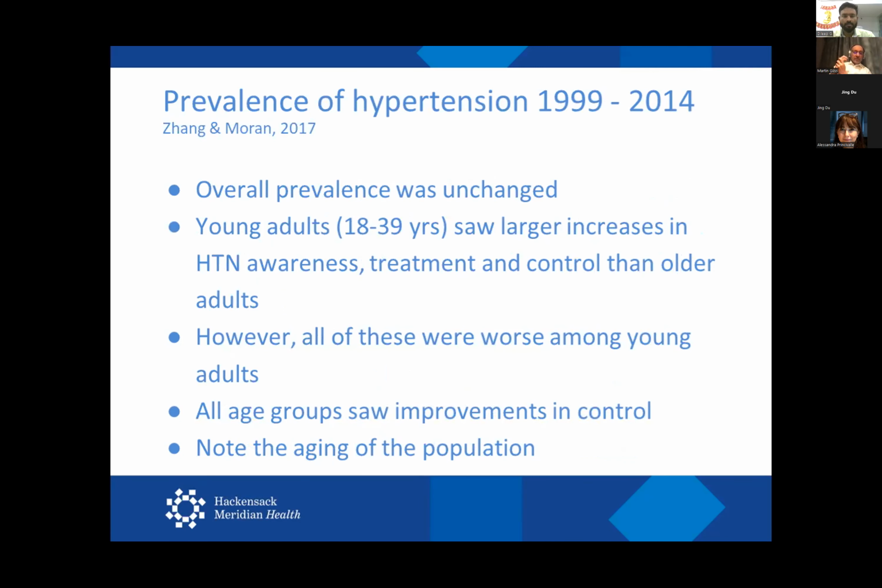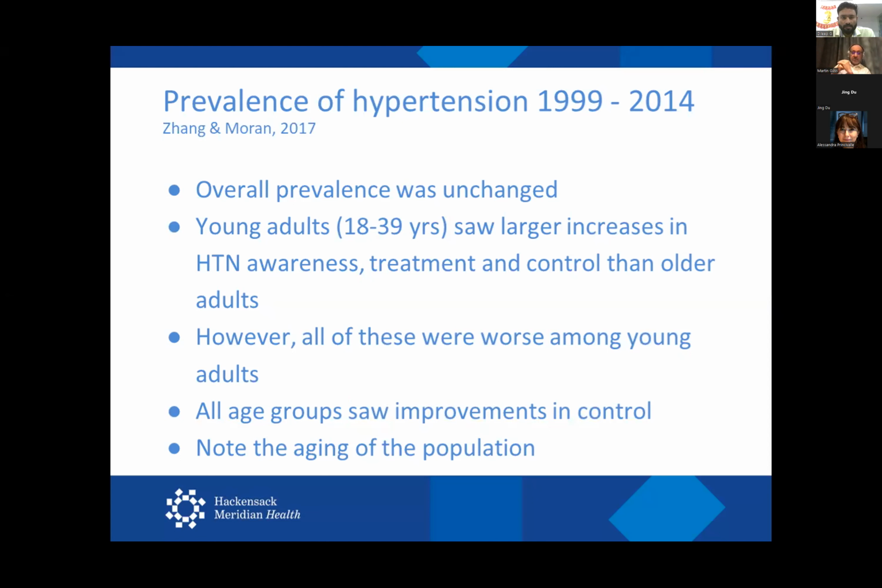So if we look at the prevalence of hypertension, we don't have that exact period, but we have some of that period. Overall, the prevalence of hypertension has been unchanged, but young adults saw larger increases in hypertension awareness, treatment, and control than did older adults. So the younger adults are more aware of their disease and are treating it more effectively, but the older adults are not doing as well.